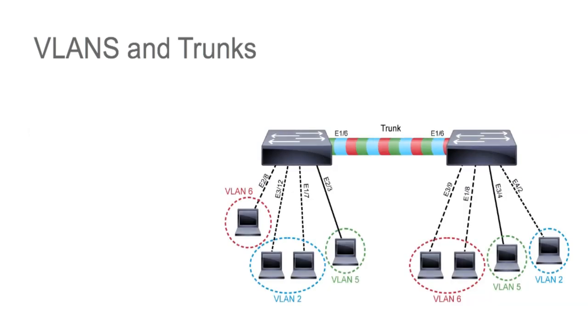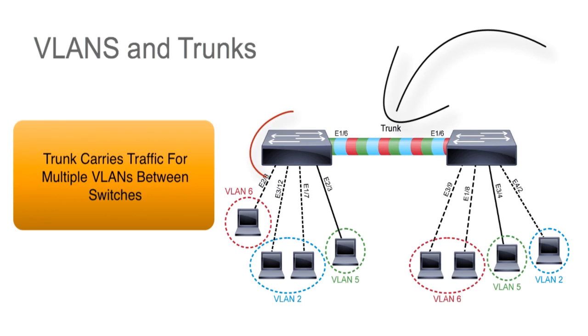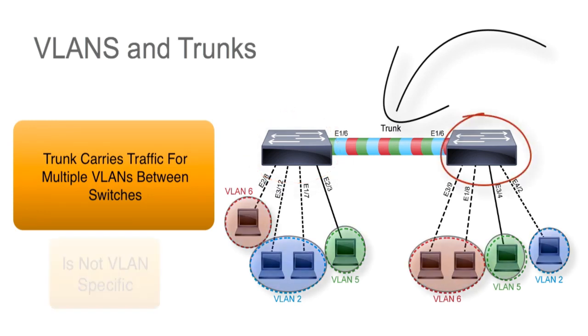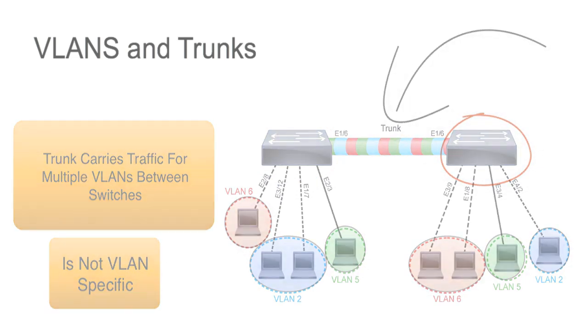In order for traffic for a given VLAN to flow to a VLAN member on another switch, you have to use a trunk. A trunk is a connection between two physical switches that carries traffic for multiple VLANs from one switch to the other, and a trunk doesn't belong to a specific VLAN.